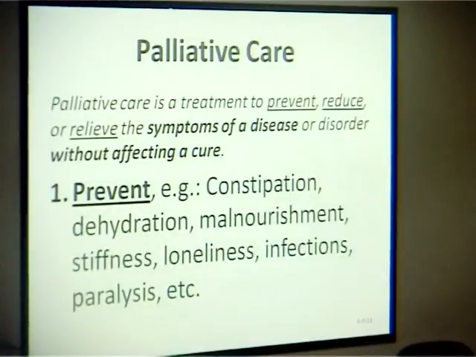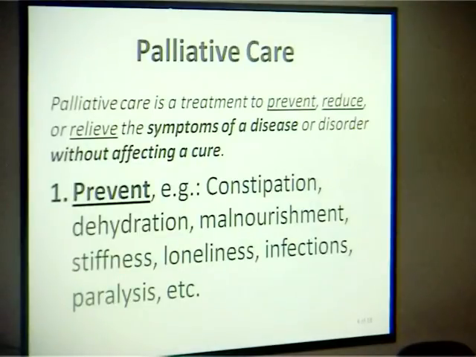Okay? So this is a conceptual diagram of how palliative care works. So let's have a look at the definition one by one in turn. Okay? The first one, as I mentioned, palliative care is treatment to prevent, reduce. So how does it prevent? Well, palliative care can prevent, for example, constipation. Many of the medications can make you constipated as you're not eating too well, dehydration and so on. Improving their nutrition, diet and so on.